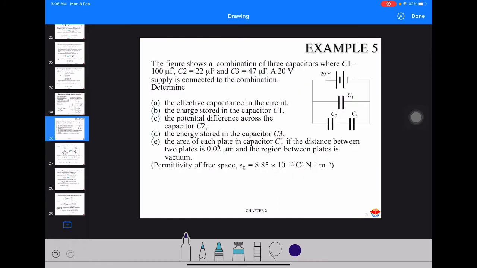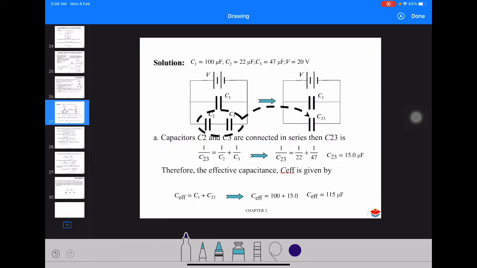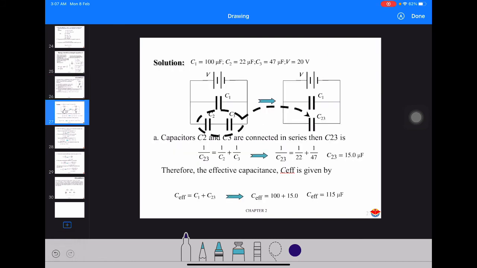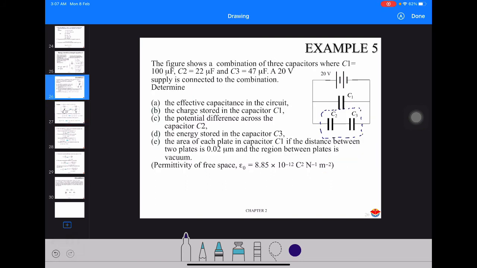Okay, maybe we can discuss one example. The figure shows a combination of 3 capacitors where C1, C2, C3 are connected. Determine the effective capacitance of the circuit. So you have this kind of circuit. The first thing you solve is the one inside the box, C2 and C3, which are in series. To calculate, you have to use 1 over C2 plus 1 over C3. So I'm going to go through that. You get C23 equals 15 microfarad.